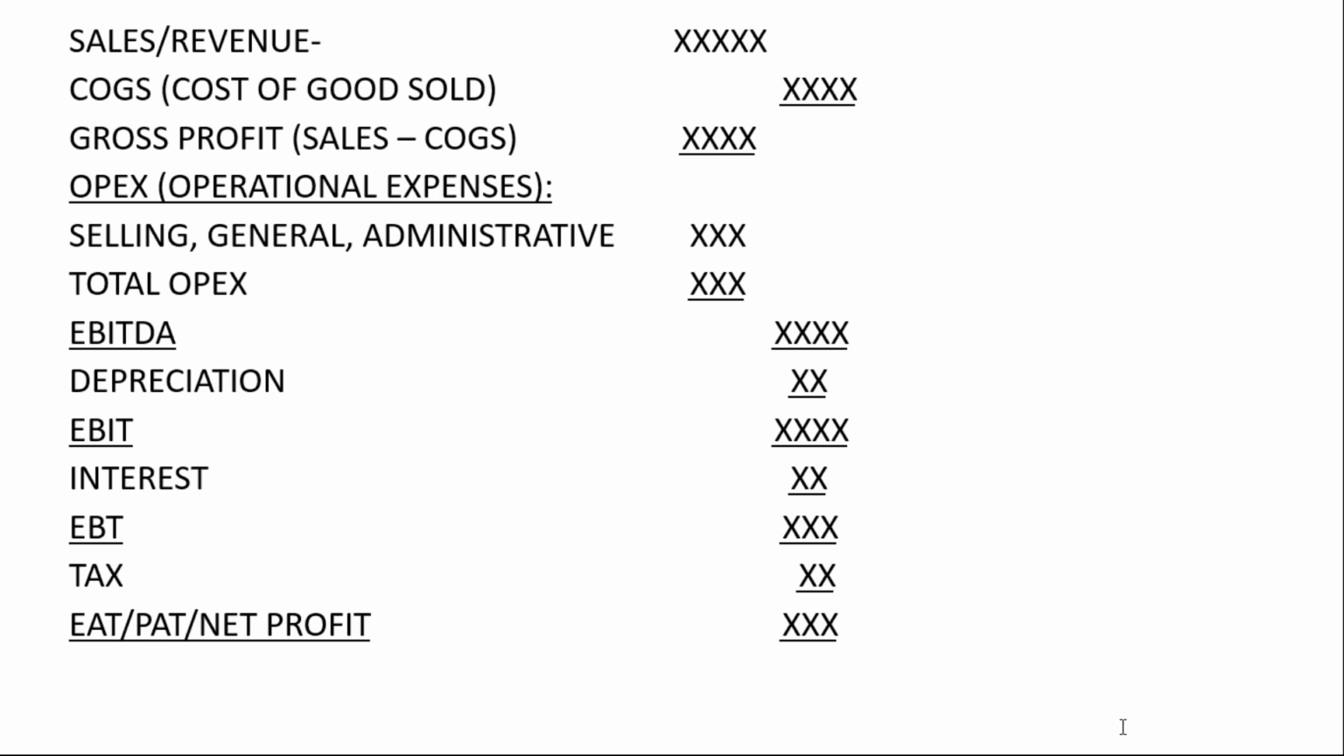Okay, so when you calculate this COGS, the formula for calculating the sales or revenue is the number of units into sales price per unit.